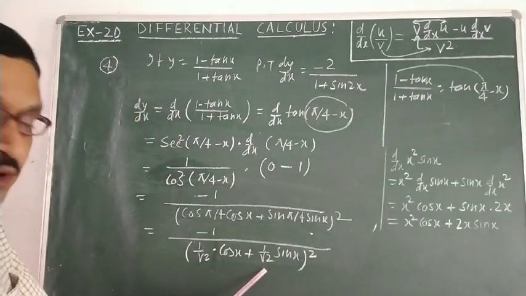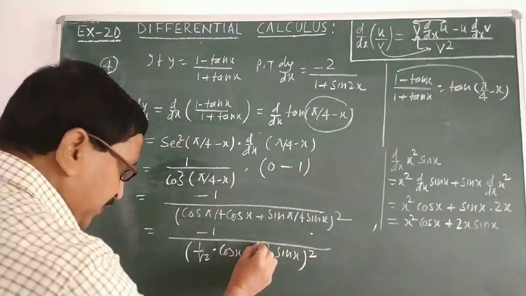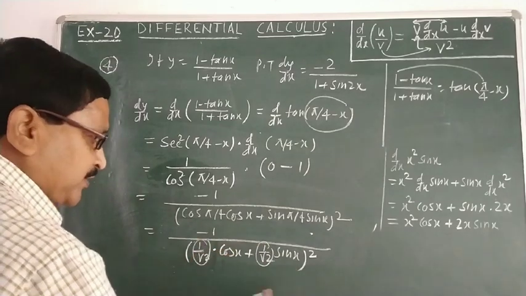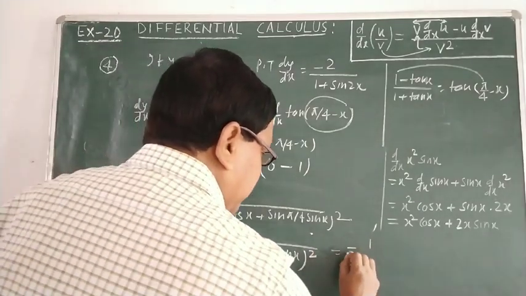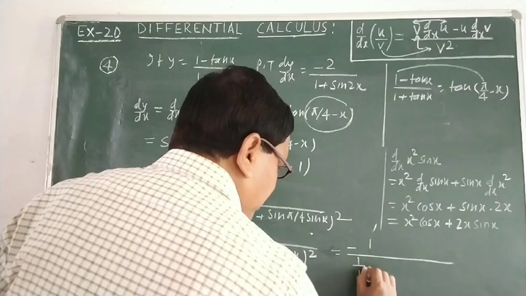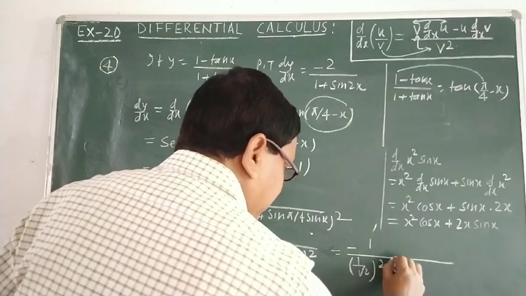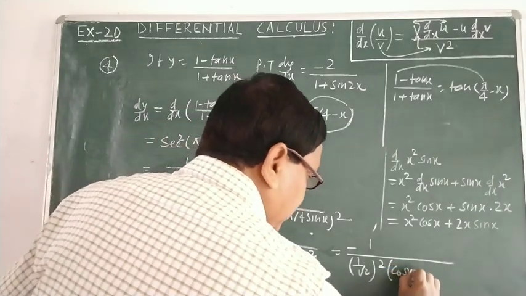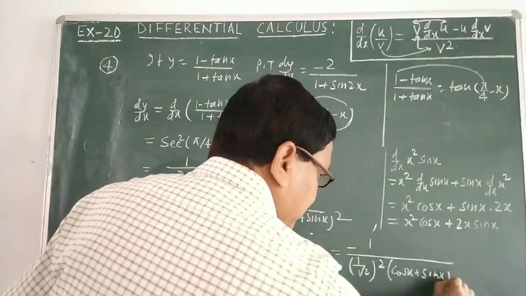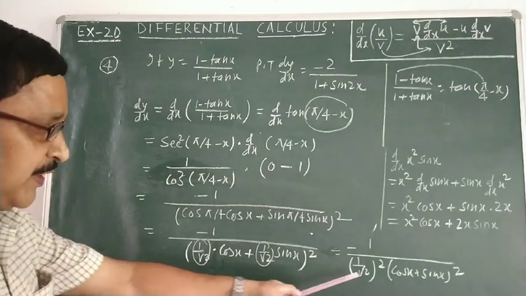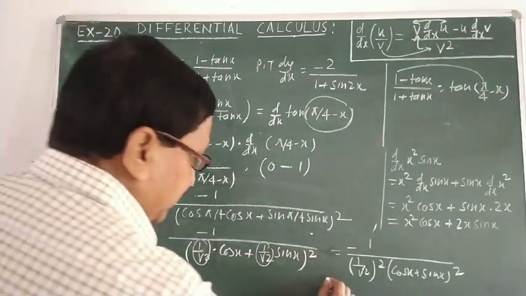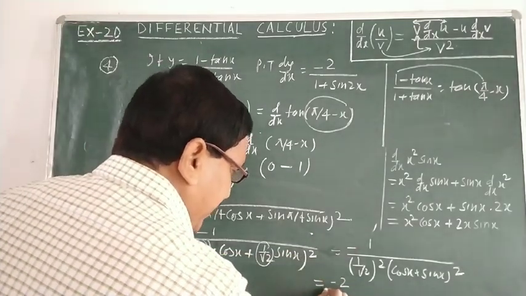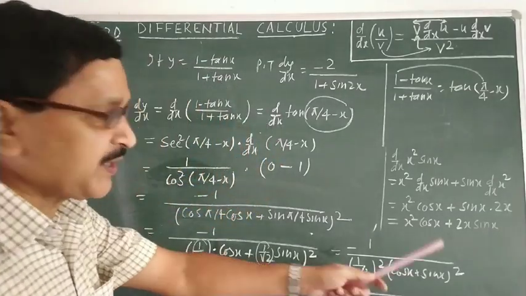Now 1 by root 2 is common along with this square. So this is minus 1 by root 2 whole square, and the remaining is cos x plus sin x, whole square. So when this is brought to the numerator, this will be minus 2 by (cos x plus sin x) whole square.